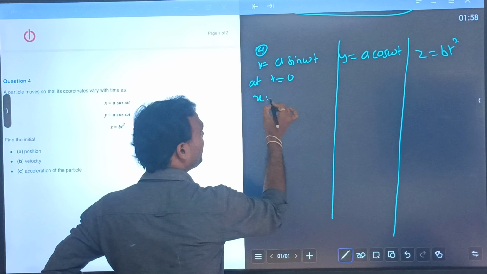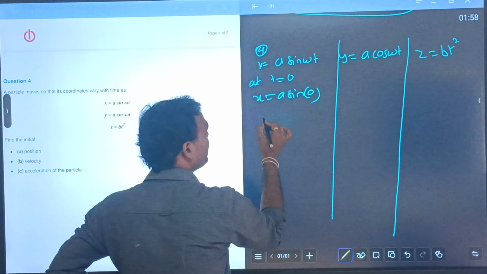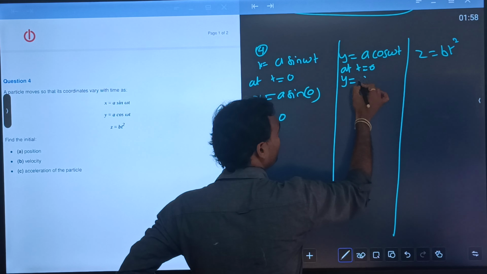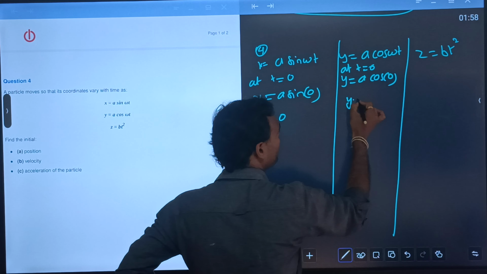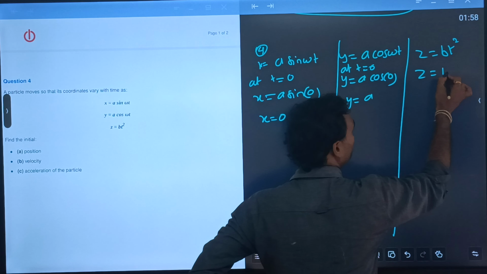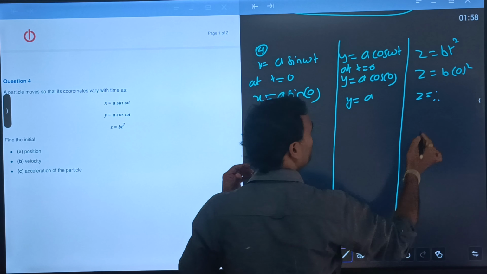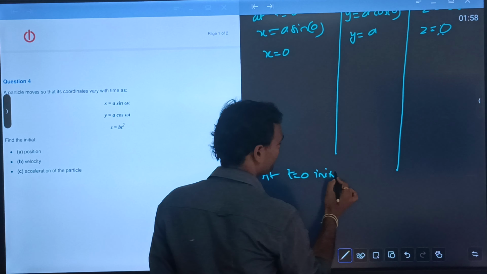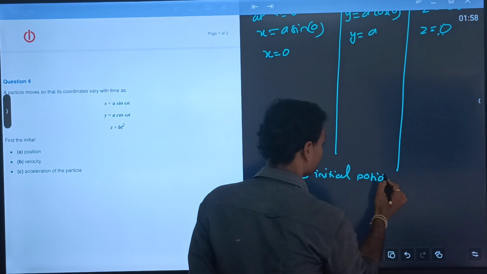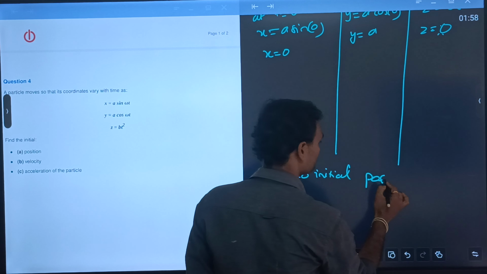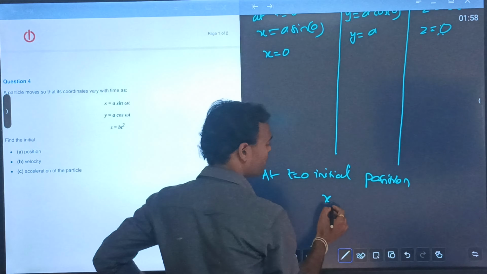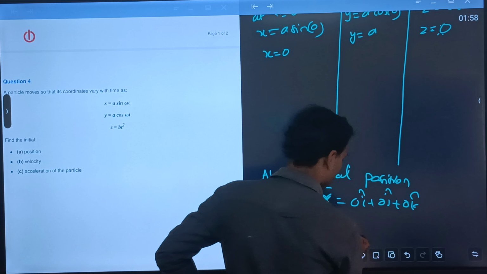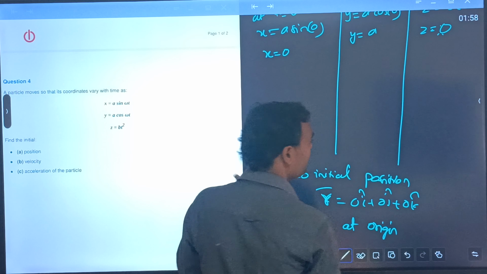So at t equals 0, x equals a sin 0, that is x equals 0. At t equals 0, y equals a cos 0, so y equals a. Then z equals b times 0 square, so z equals 0. So at t equals 0, the initial position is x equals 0, y equals a, z equals 0, that means 0i, 0j, 0k. That means at the origin, right?